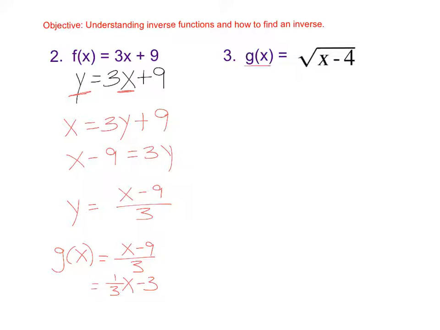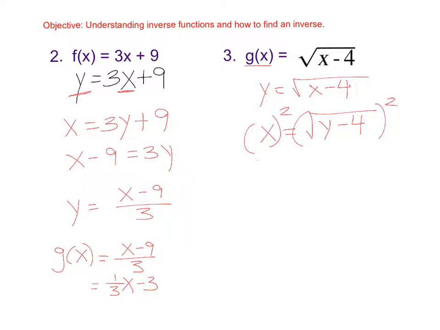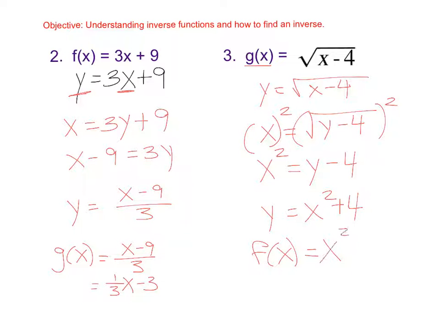Again, I'm going to get rid of my g and I'm going to write a y to start with. I'm switching my x and my y. That's the starting point of finding my inverse. And to solve for y, we square both sides. X squared equals y minus 4. So y equals x squared plus 4. So g of x is my function. I'm going to call f of x its inverse. And we are finished.